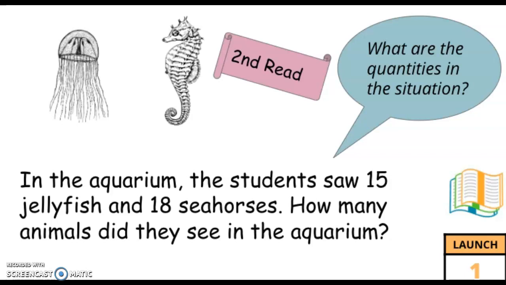In the aquarium, the students saw 15 jellyfish and 18 seahorses. How many animals did they see in the aquarium? What are the quantities in this situation? Think. What are the units that they're talking about? Ready? Let's keep going.